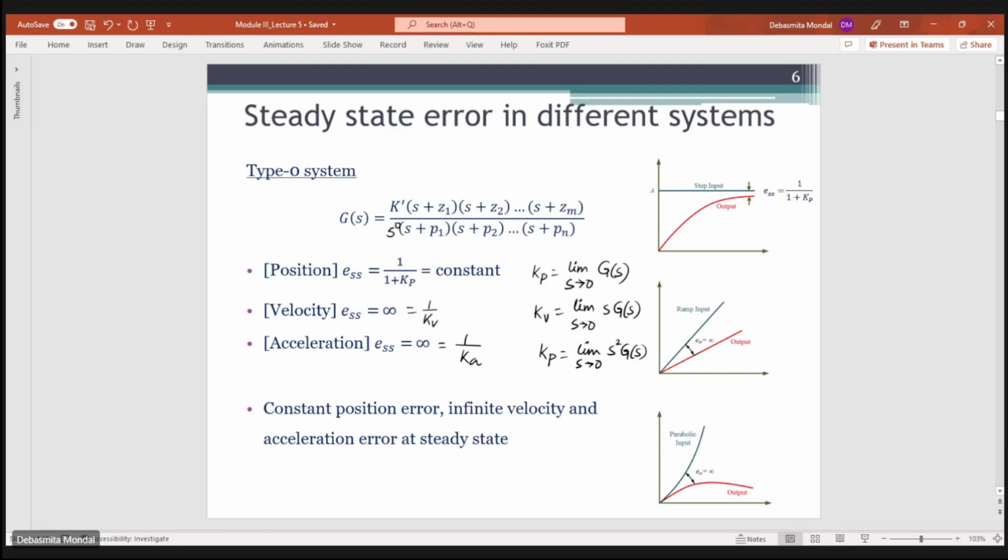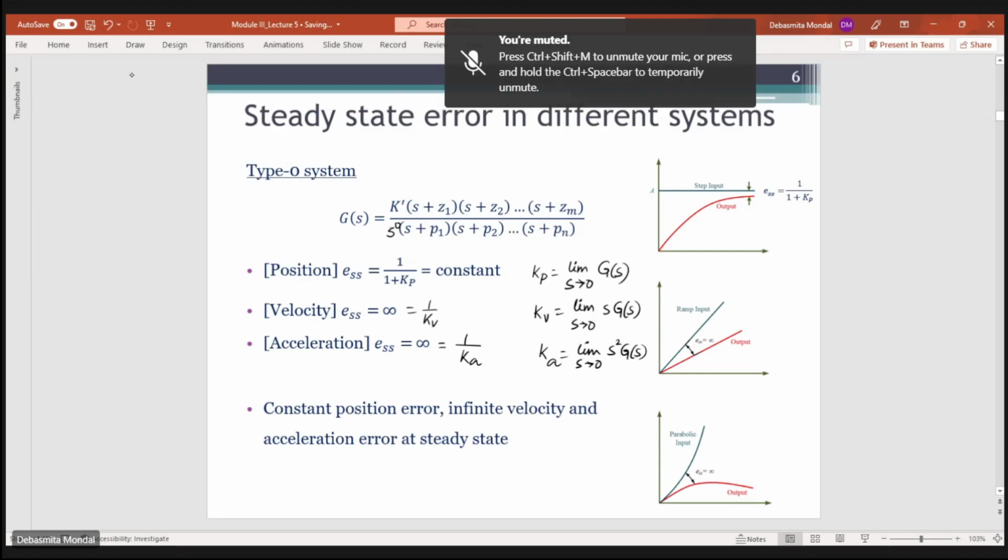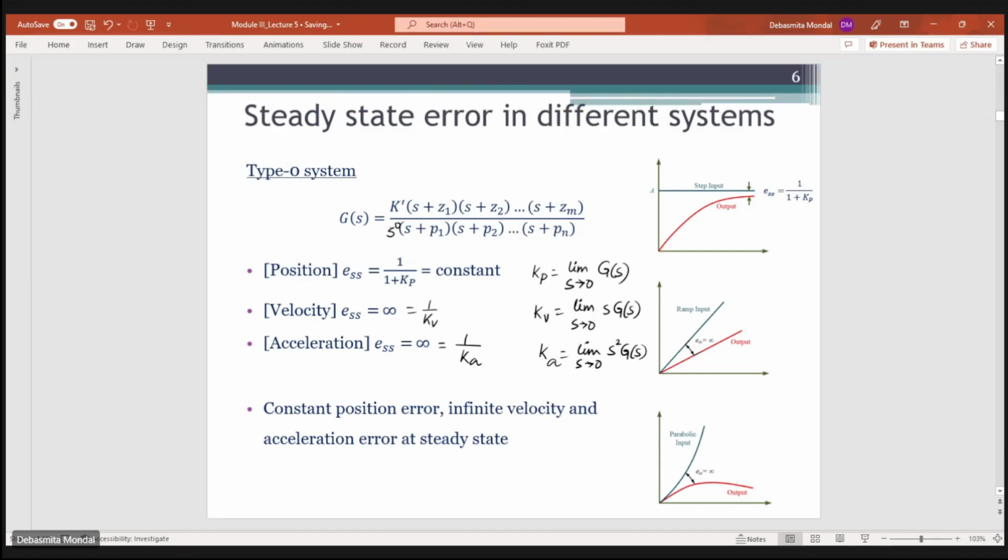When you are designing a system, you will be given specific values of Kp, Kv and Ka. So this will be Ka. For a type 0 system, you will have a constant position error and infinite velocity and acceleration error at steady state.